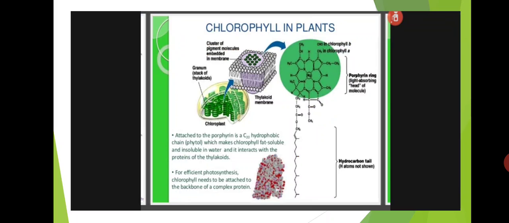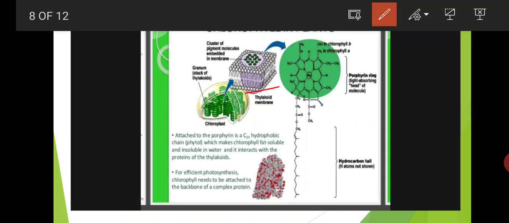Here chlorophyll is a cluster of pigment molecules embedded in a membrane. This is the membrane-like structure, and here the pigment molecules are present. Attached to the porphyrin is a C20 hydrophobic chain, the phytol chain. Phytol chain means this long chain. It makes chlorophyll soluble in fat and insoluble in water, and it interacts with the proteins of the thylakoids.